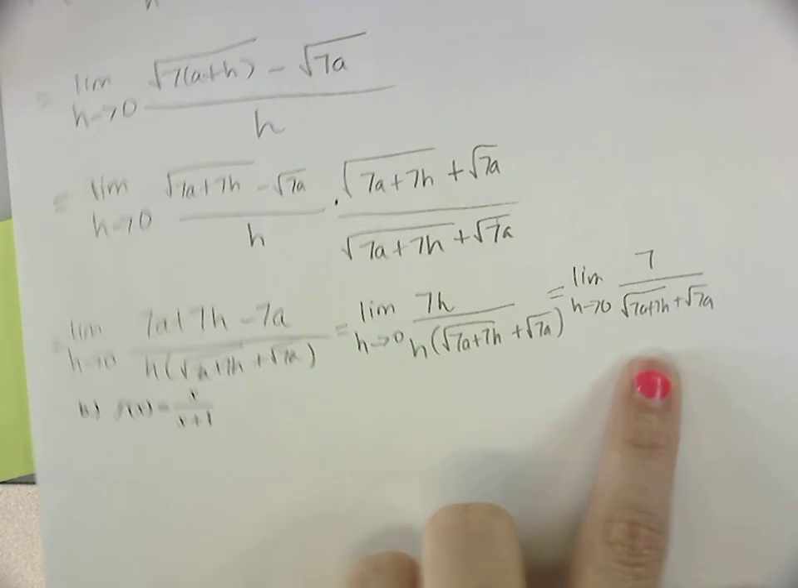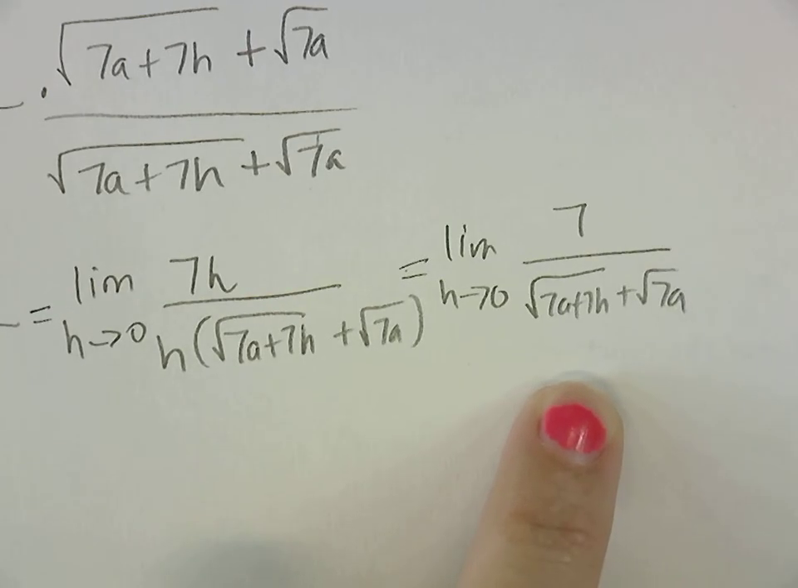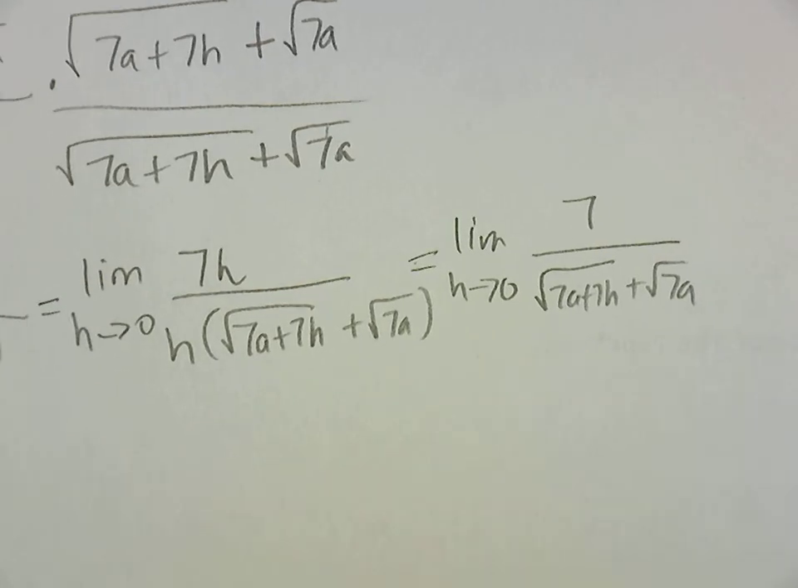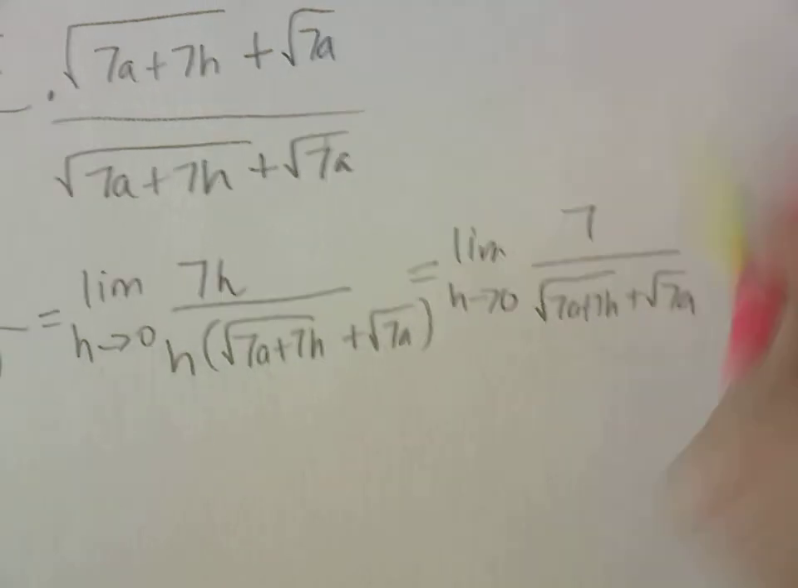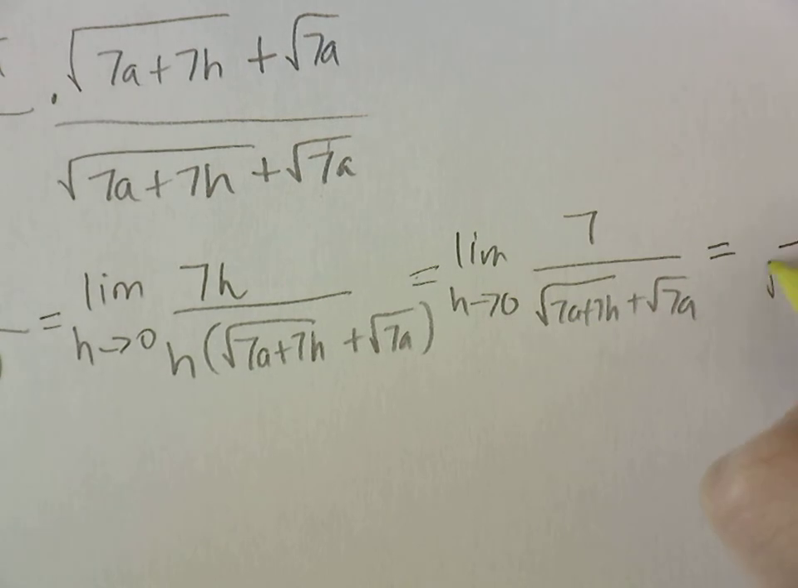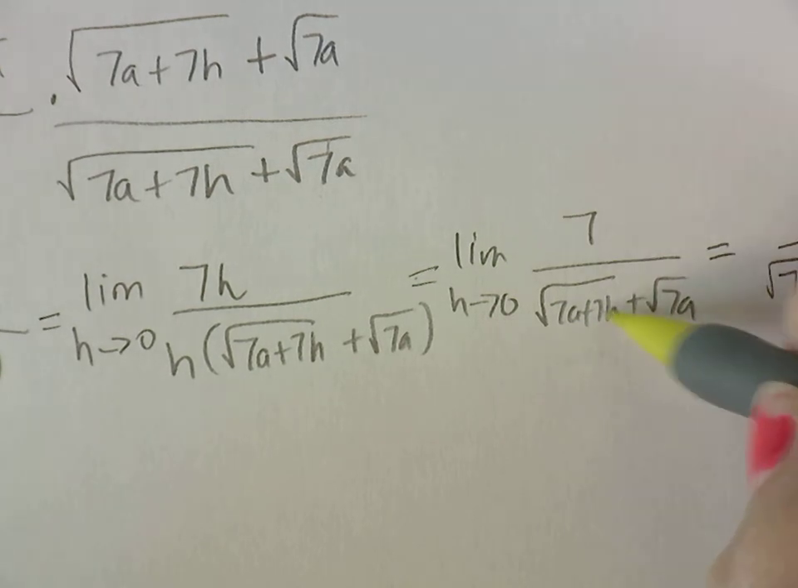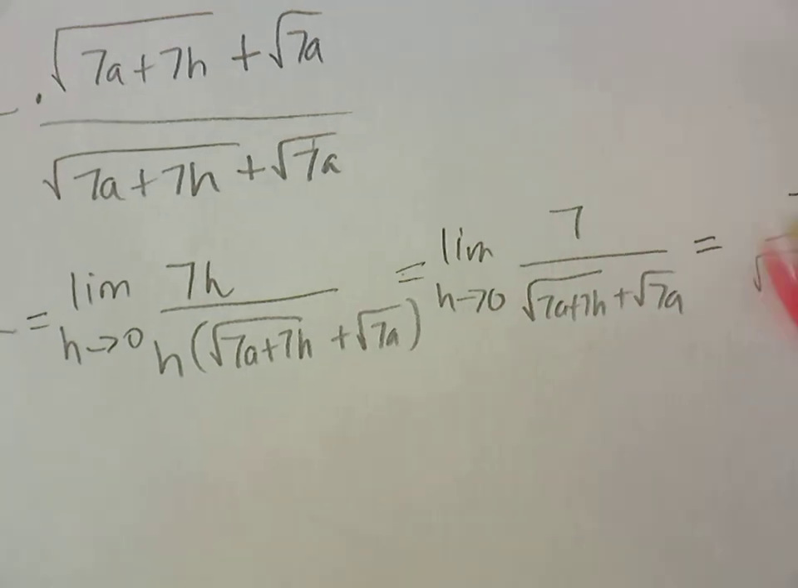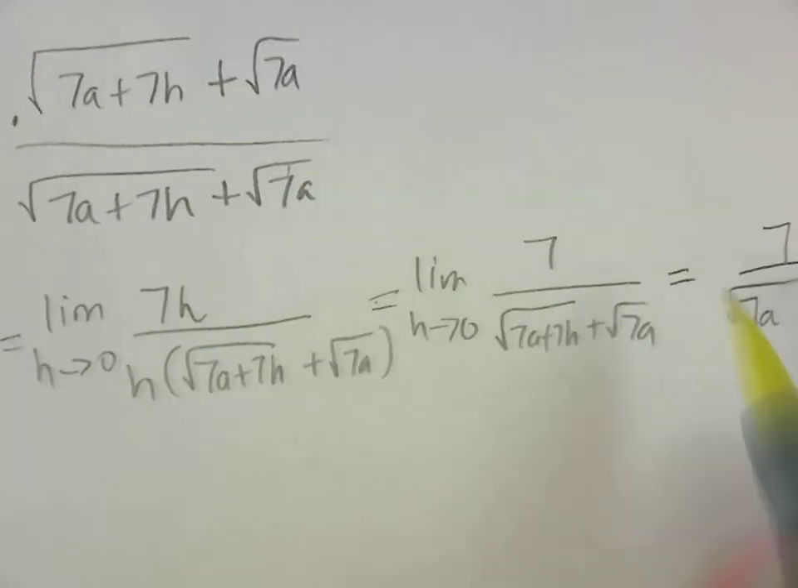Okay, and then we do want to check and see if we can substitute in 0 for h for this point. So if you plugged in 0 for h, you'd have 7 on top, and this is the square root of 7a plus, what's 7 times 0 going to be? Yeah, it's just going to be 0. So you can actually just leave it as the square root of 7a and then plus the square root of 7a. Now these two are the same.